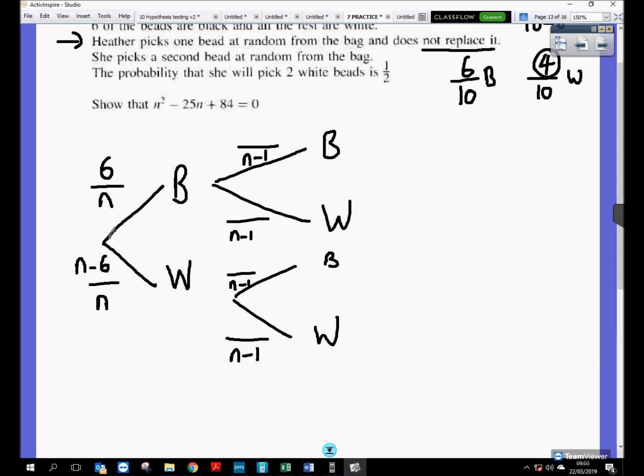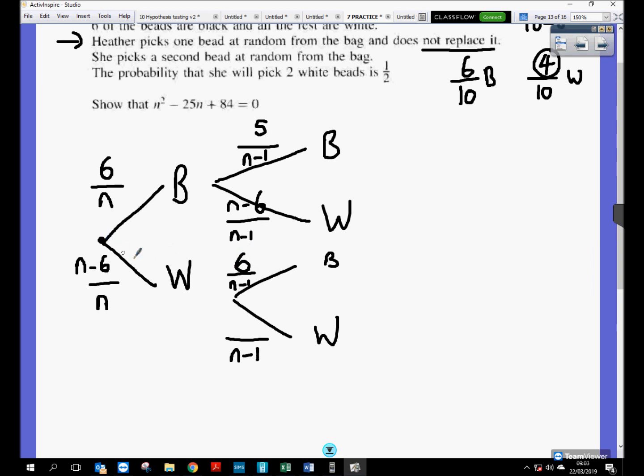Okay, now let's fill in the branches. So we're at the beginning here, and we take a black one. If we take a black one, there's going to be one less black one in the bag, so there's now going to be 5 black ones in the bag. If we go back to the beginning, if we take a black one out of the bag, then there's still going to be the same number of white ones in the bag, and the number of white ones in the bag is n minus 6, so we write n minus 6 here. Okay, go back to the beginning. This time you take a white one out of the bag. If you take a white one out of the bag, then there's still the same number of black beads in the bag, which is 6.